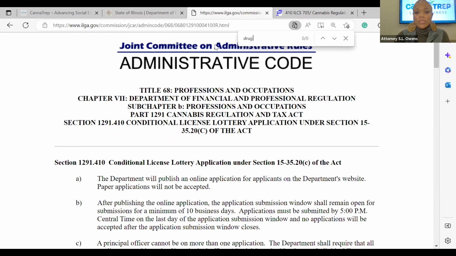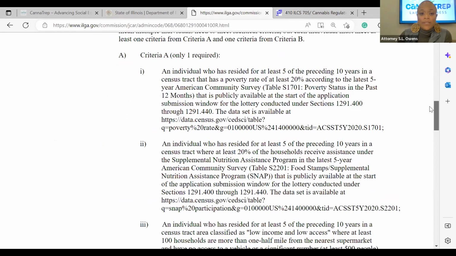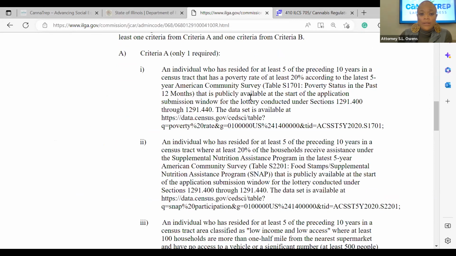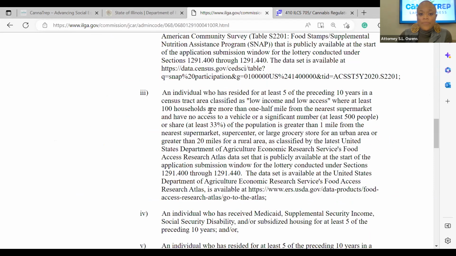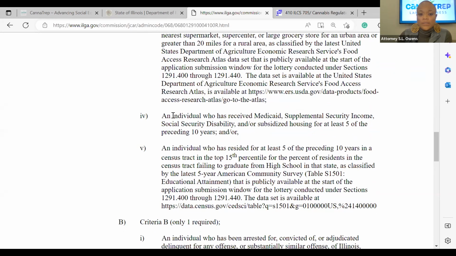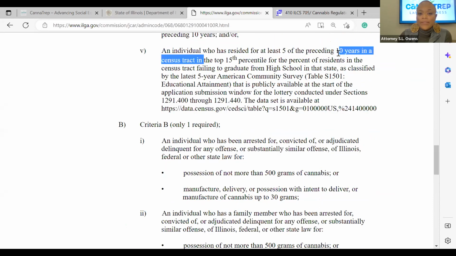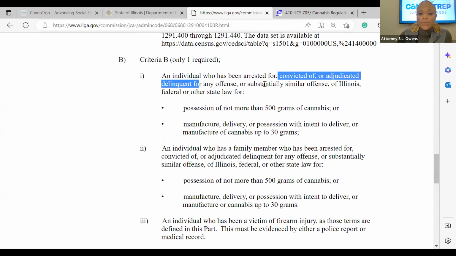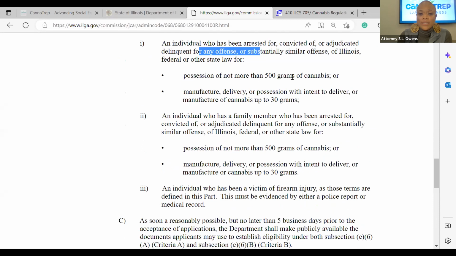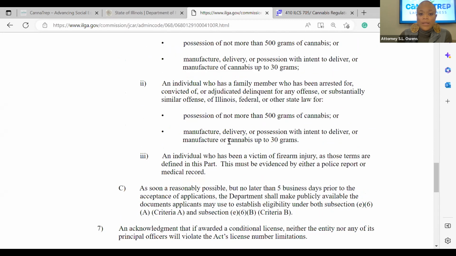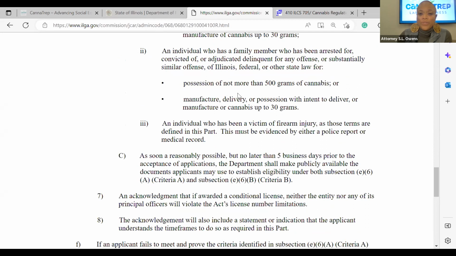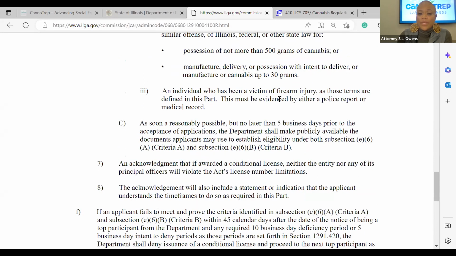Okay, drug, parents. All right, so that kind of lets me know, probably not, if I can't find the term. Then I would just scroll down and look at criteria A. This has to do with where someone lived, whether they received any of these benefits, whether they've been arrested or adjudicated for any offenses for cannabis, family members adjudicated for these cannabis offenses, and gun violence here.